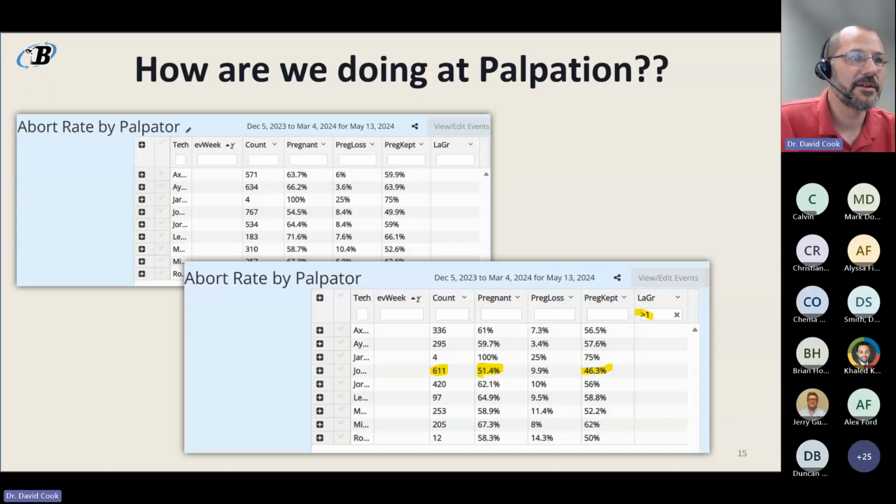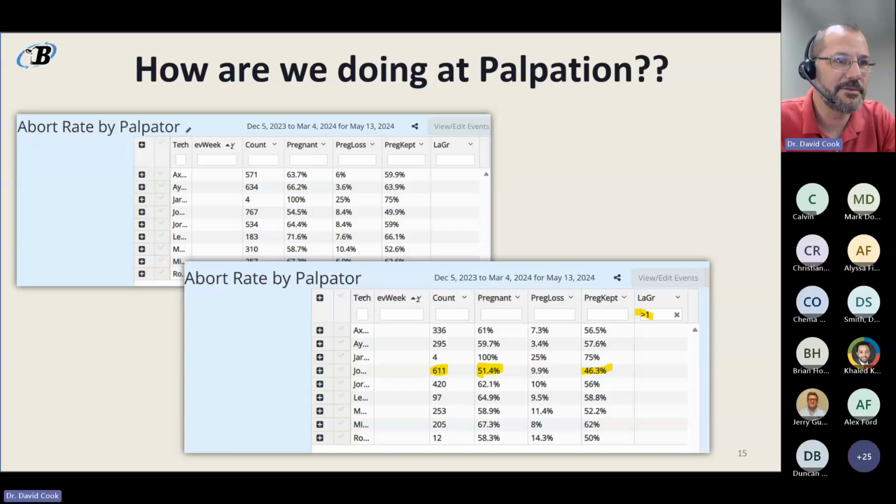This is a report you can find in the global reports by searching for it. And here, this is the technician of that first breeding or first preg check. After that first preg check, this person here had 610 first preg checks. And I put in a quick filter for greater than 1, so this is all the adult cows that we're looking at. Of those, 51% are pregnant, at a 9% loss rate, and 46% for pregnancy kept.